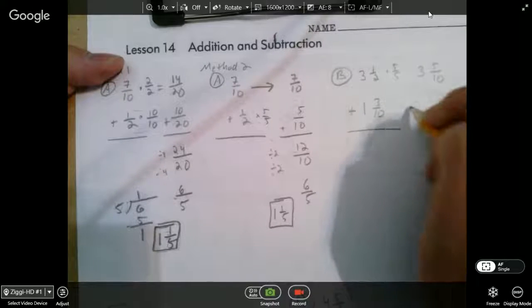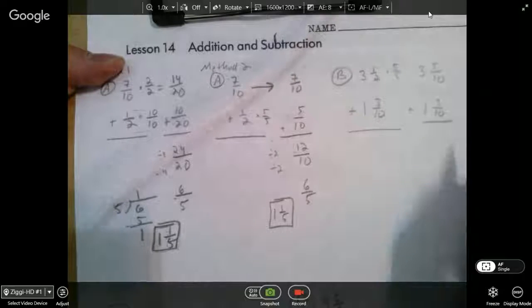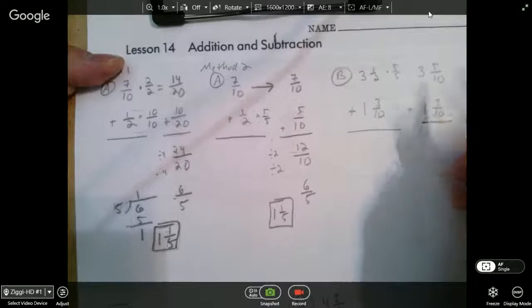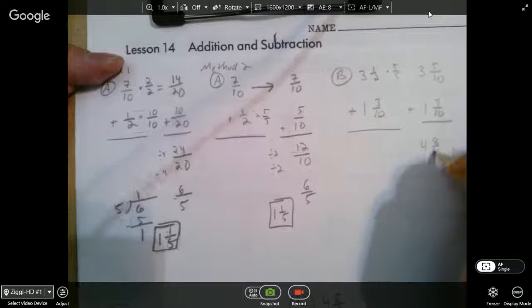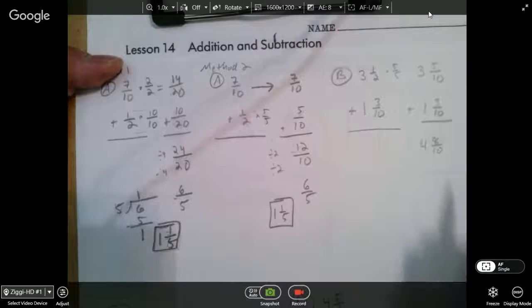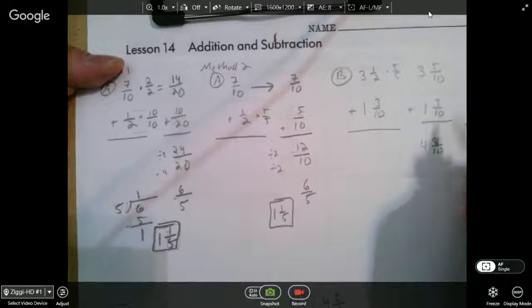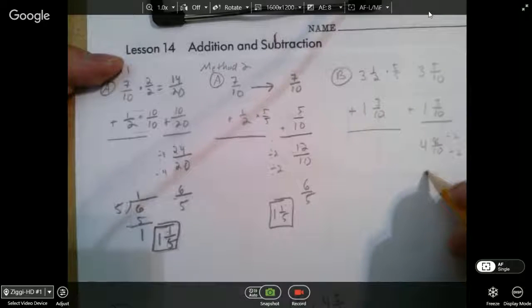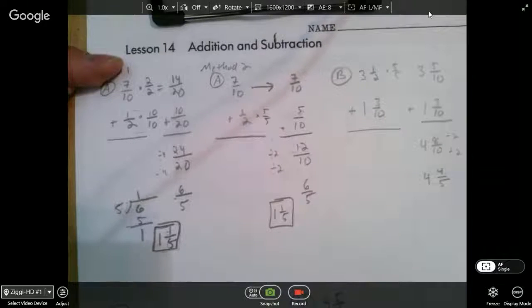And this one will just stay the same, 1 and 3/10. Okay, when I add this, 3 plus 1 is 4. 5 plus 3 is 8 over 10. And I can simplify the 8/10. Common factor is 2. Divide by 2, divide by 2, right? So I have 4. 8 divided by 2 is 4. 10 divided by 2 is 5. Okay, 4 and 4/5.